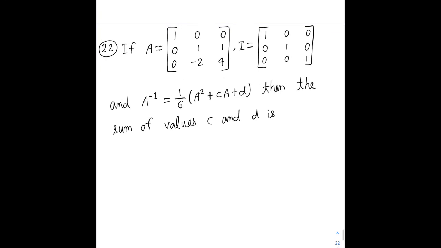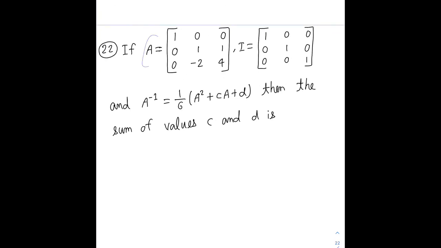Okay, then we'll move to question number 22. If A is a matrix, these are the 9 elements. Similarly, this is I, the identity matrix, where the principal diagonal element is 1 and other elements are 0. Now it is also given that A inverse equal to 1 by 6 times of A square plus C into A plus D, where C and D are constants. Then you have to find the sum of values of C and D. Okay guys, so for such questions, we can solve it using the characteristic equation of matrices.